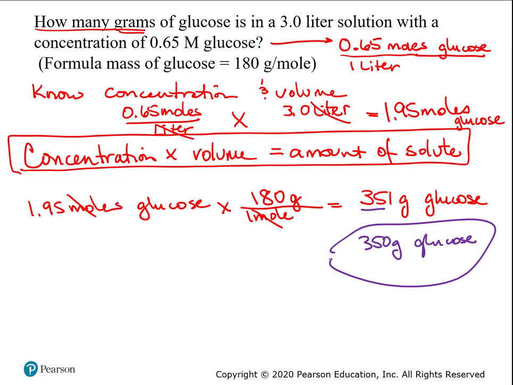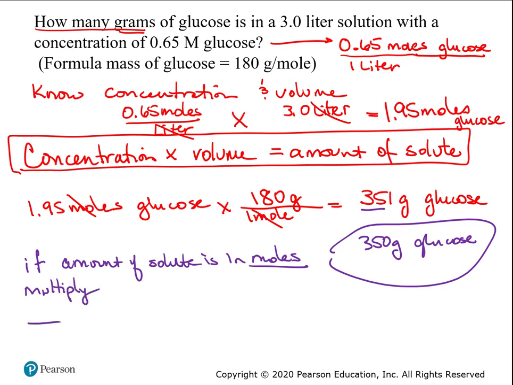So concentration times volume tells you the amount of your solute. If your concentration is in moles, you have to multiply times the formula mass to figure out how many grams of solute. So if the amount of solute is in moles, because you use that capital M, then you're just going to multiply the moles of solute times the formula mass.